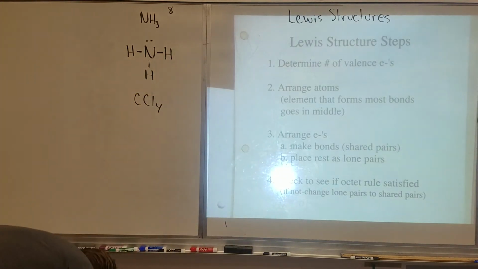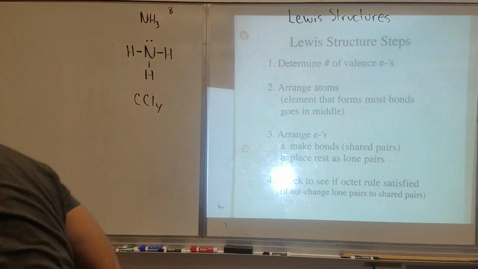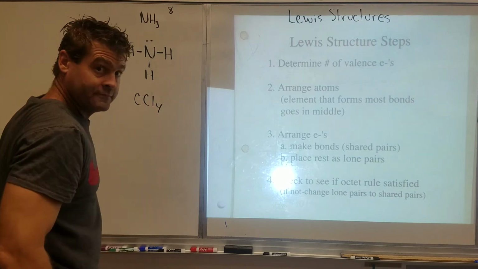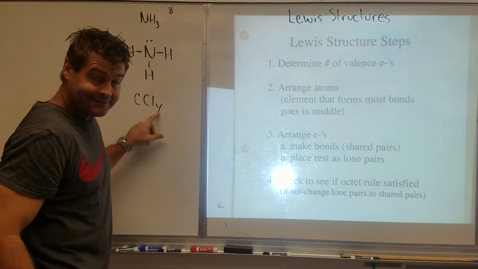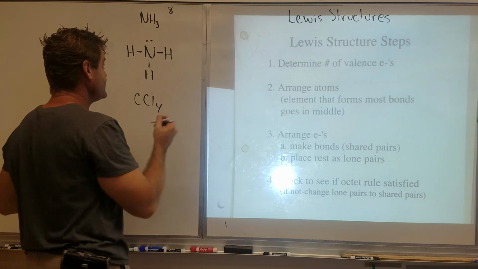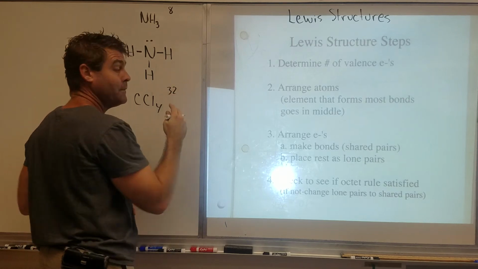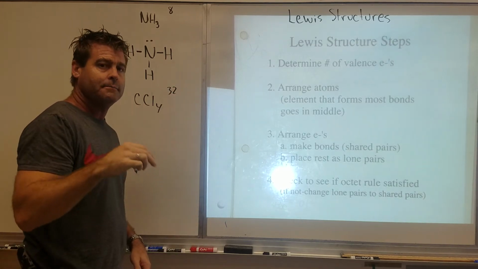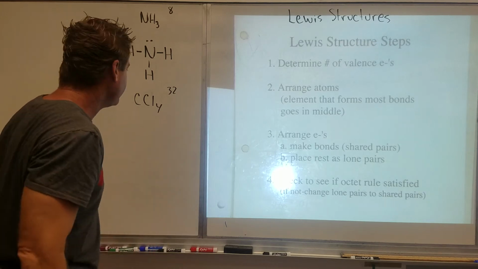So the chlorines have 7, but there's 4 of them. So 4 times 7 is 28, plus the 4 from carbon is 32. And remember, if I'm going a little fast, you guys just pause it, look at your periodic table to try to verify what it is I'm saying.